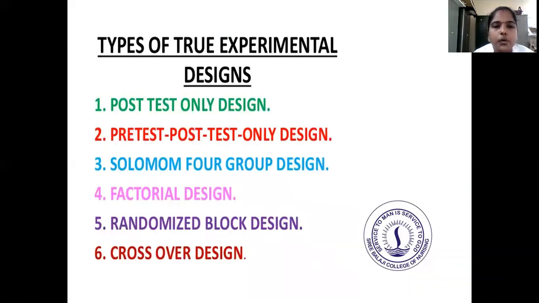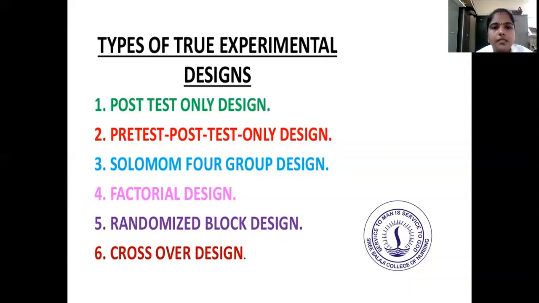Then next we move on to what types of true experimental research design. First one is post-test only design. Second one is pre-test post-test only design. Third one is Solomon 4 group design. Fourth one is factorial design. Fifth one is randomized block design. And sixth one is crossover design. So true experimental design has 6 types: post-test only design, pre-test post-test only design, Solomon 4 group design, factorial design, randomized block design, and crossover design.